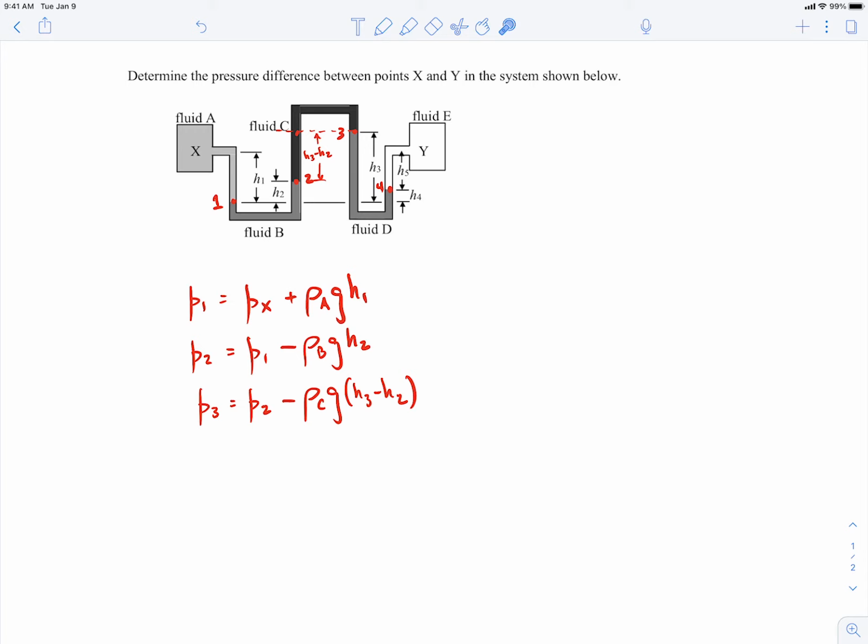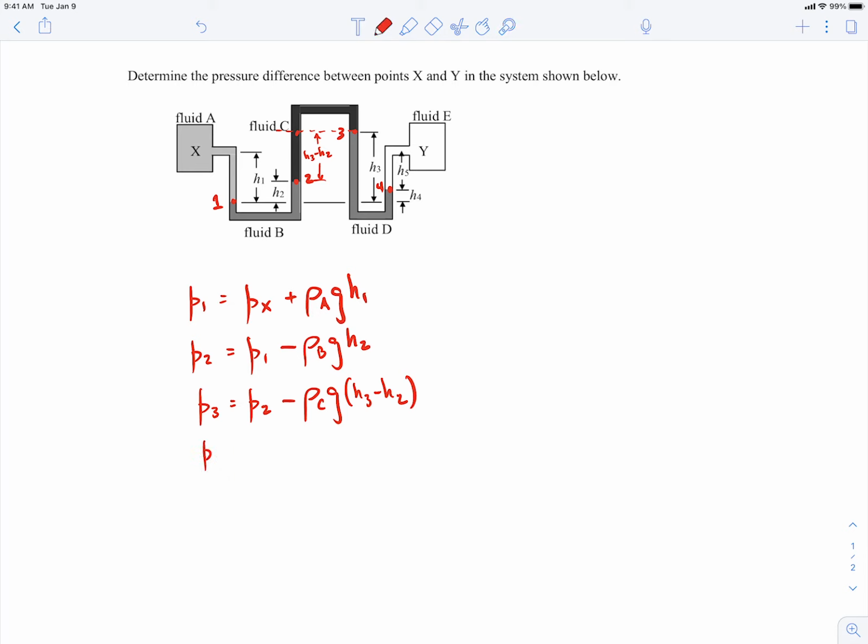Now, just one thing I should point out is I couldn't move horizontally this way and just say the pressure here is P2. And the reason for that is because it's different fluids. Here I'm in fluid B, here it's fluid D. So they're different fluids. I can't move horizontally in different fluids, but I can do it in the same fluid, like here it's fluid C.